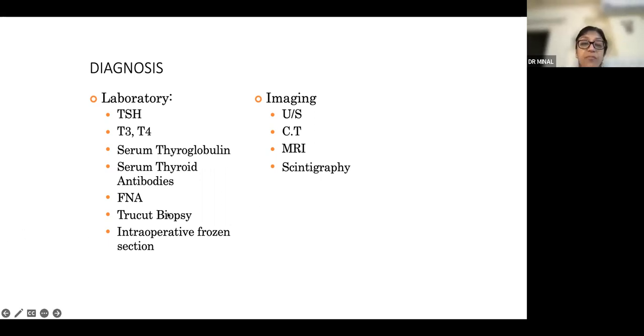Then FNAC. It is not going to differentiate the follicular variant, but FNAC will tell you if it is malignant. And if it is benign and it is a follicular variant, you need to go for a true-cut biopsy. We even require intra-op frozen sections. You can go for imaging modalities, ultrasonography, CT scan neck or MRI neck, or a scintigraphy, that is radionuclide imaging.